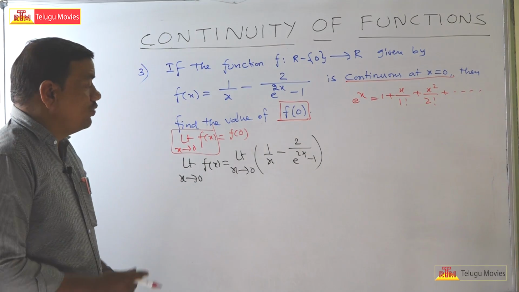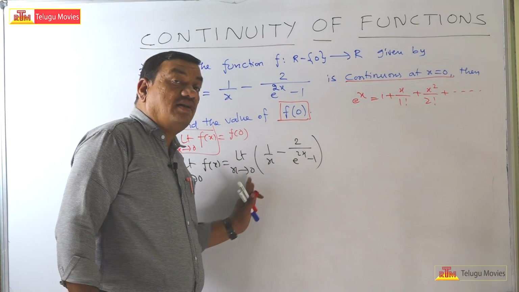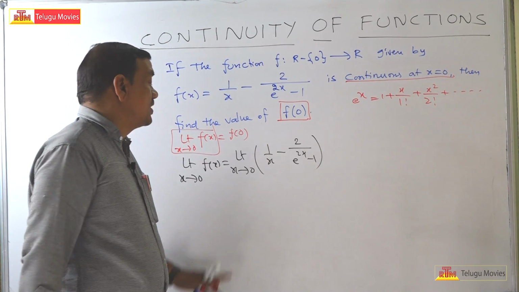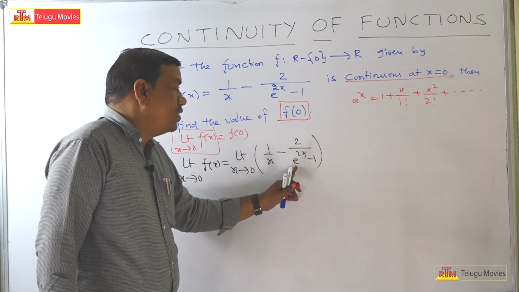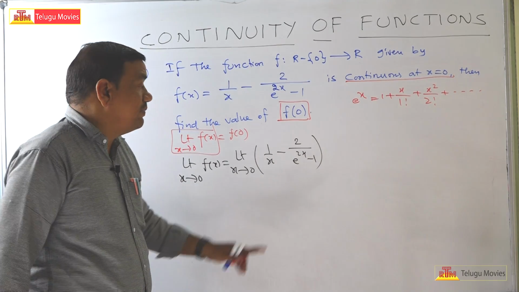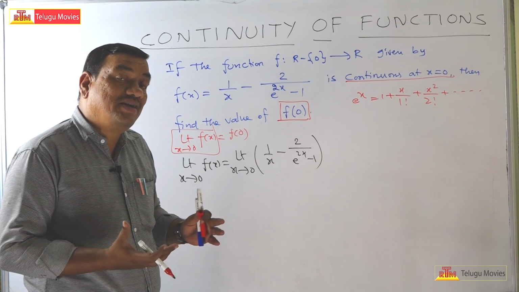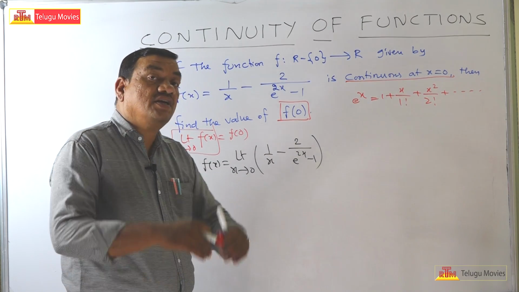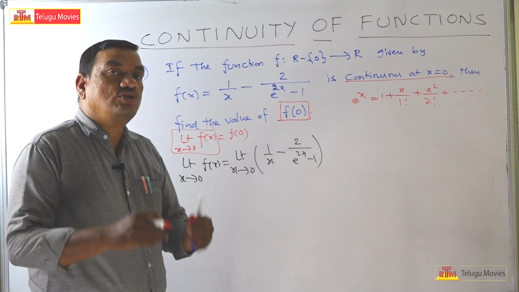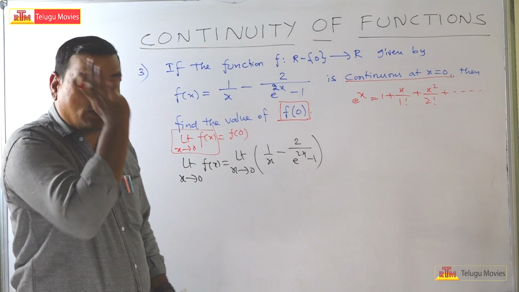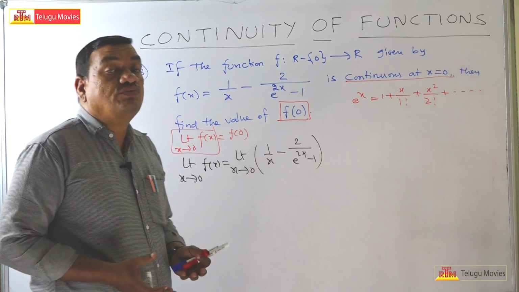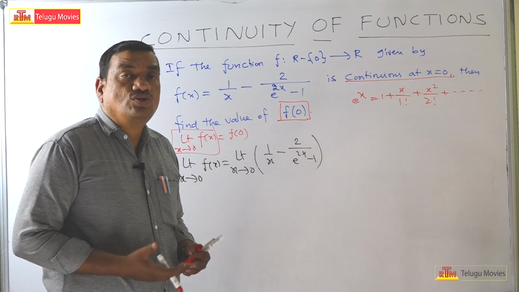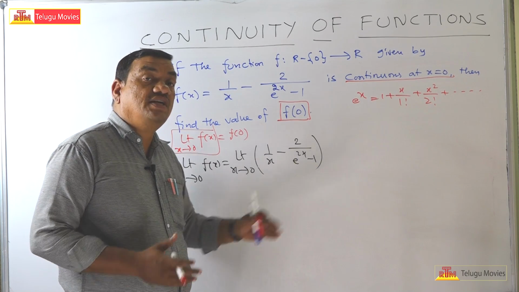Generally students will make a mistake here. Why? Because they separate the limits for both the functions. As x tends to 0, 1 by x tends to infinity. As x tends to 0, 2 by e power 2x minus 1 also tends to infinity, because here x is in the denominator. As the denominator decreases, the total fraction approaches infinity. Therefore, infinity minus infinity, they will say 0. Therefore, f of 0 is equal to 0, they will declare. That is a wrong answer. Why? Because infinity minus infinity is an indeterminate form. So both infinities are different.